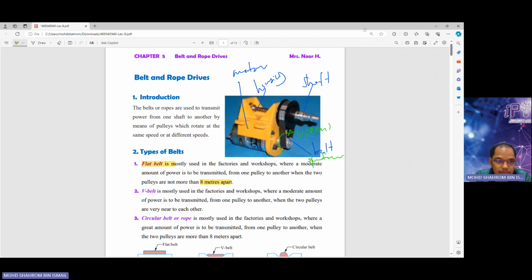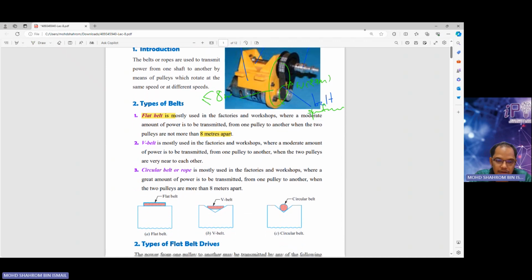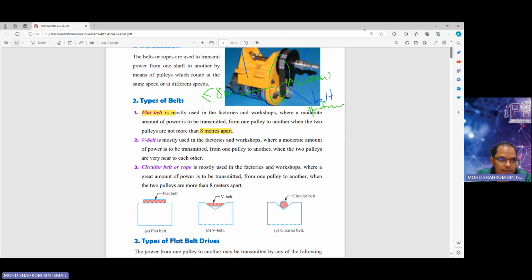So these two things are less than 8 meters. Okay, so that is the condition. And then what is the flat type belt? This is the flat type belt, and this is supposedly your pulley. This one is your pulley or shaft.